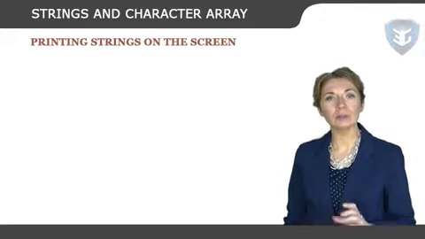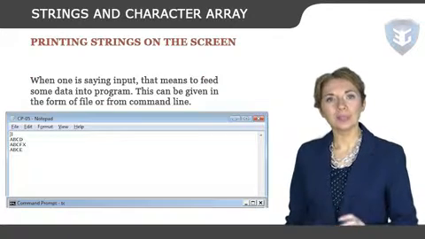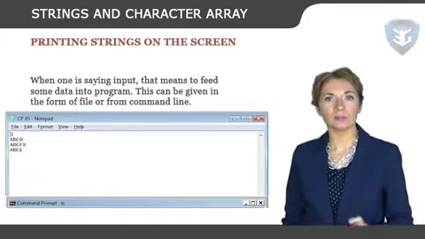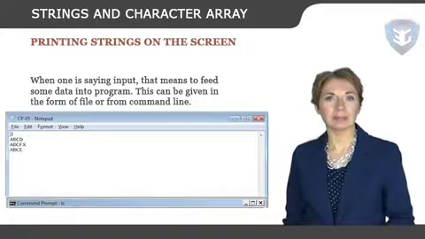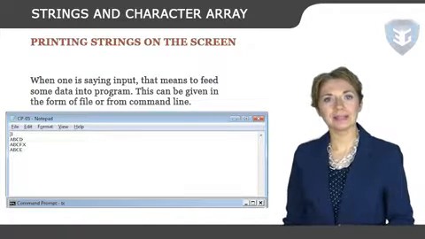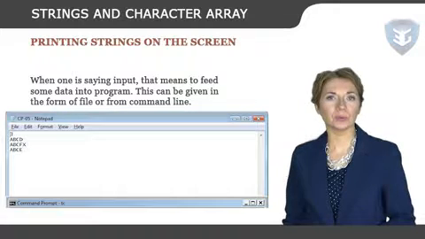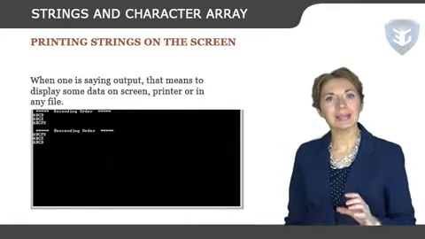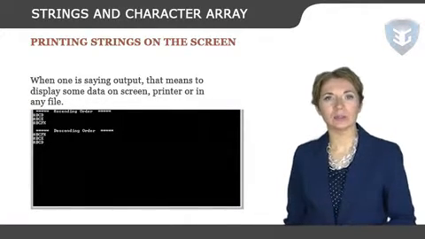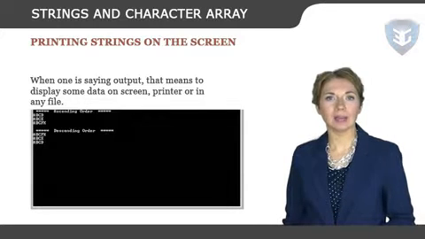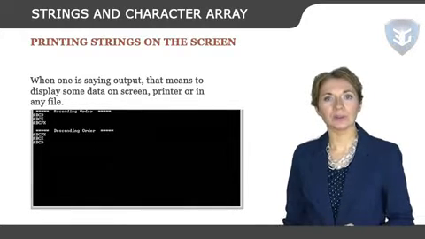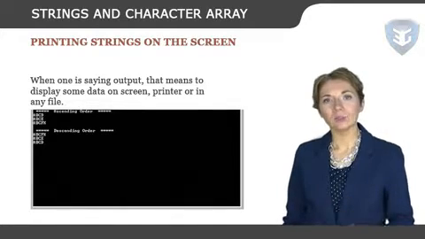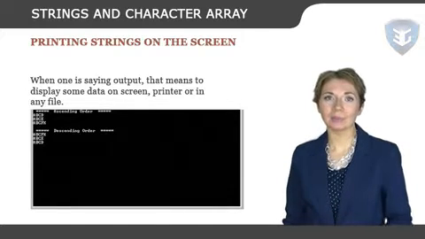Let's now talk about how to print strings on the screen. When one is saying input, that means to feed some data into the program. This can be given in the form of a file or from a command line. The C programming language provides a set of built-in functions to read given input and feed it to the program as per the user requirement. When one is saying output, that means to display some data on the screen, printer, or in any other file. C provides a set of built-in functions to output the data on the computer screen, as well as one can save that data in text or binary files.